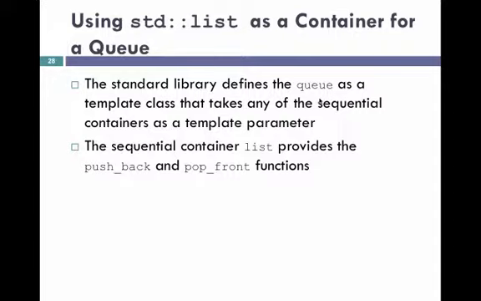The standard library defines the queue as a template class, so it takes any of the sequential containers as a template parameter. And the sequential container list has the push back and pop front functions, and we'll use those to implement our queue ADT.